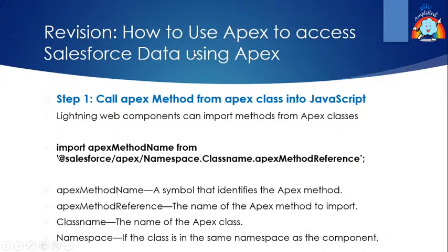So let's see how to use Apex to access Salesforce data. Now, whether it's wire service or Apex or imperative, it remains the same. What we do is import the Apex method name from, and then we put the class name and the Apex method reference. So whatever is the Apex method, we will be putting it here. And we need to put namespace. We don't need to put namespace if it is in the same namespace; if it is in a different one, then we need to put it in. So that is the first step.